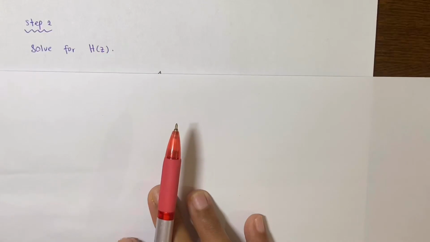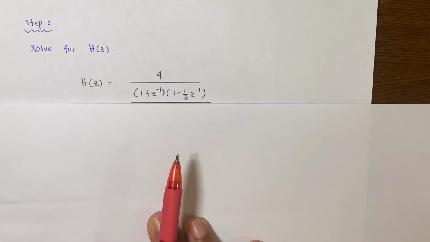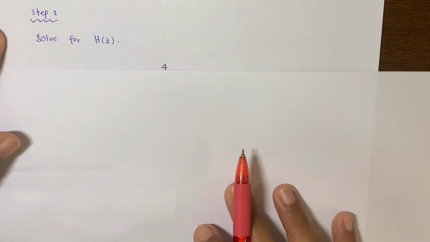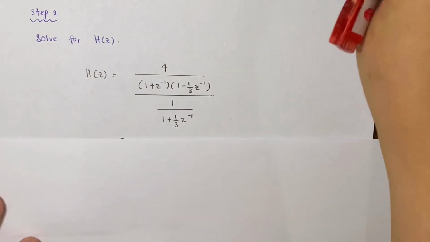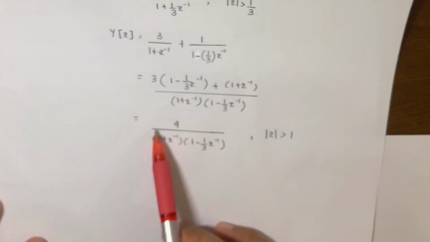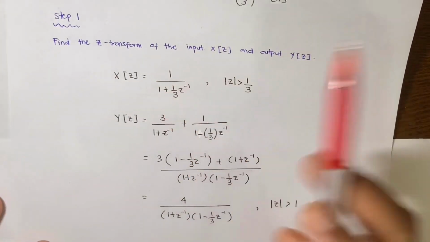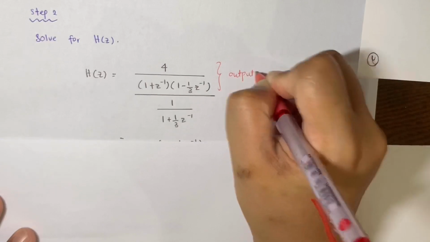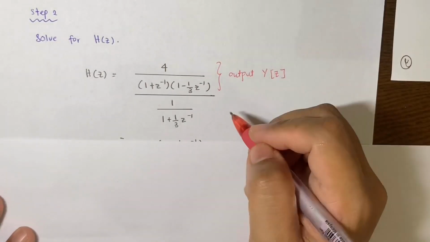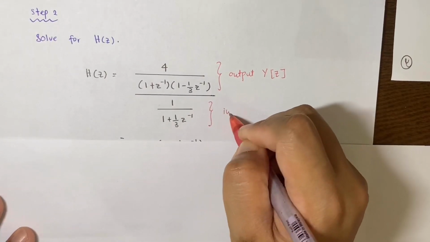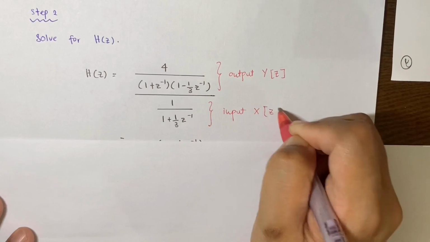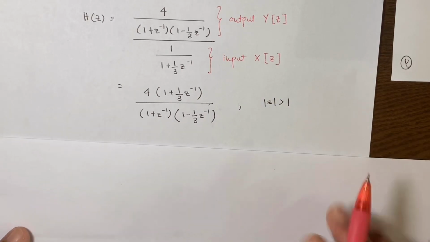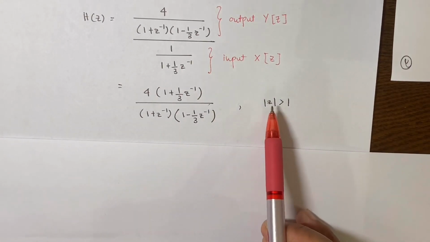Step 2, solve for H(z). We know that H(z) equals output over input. The output is Y(z) and the input is X(z). So you need to divide the output Y(z) by the input X(z). Solve the equation above, simplify it, and then you will get this answer with ROC z bigger than 1.